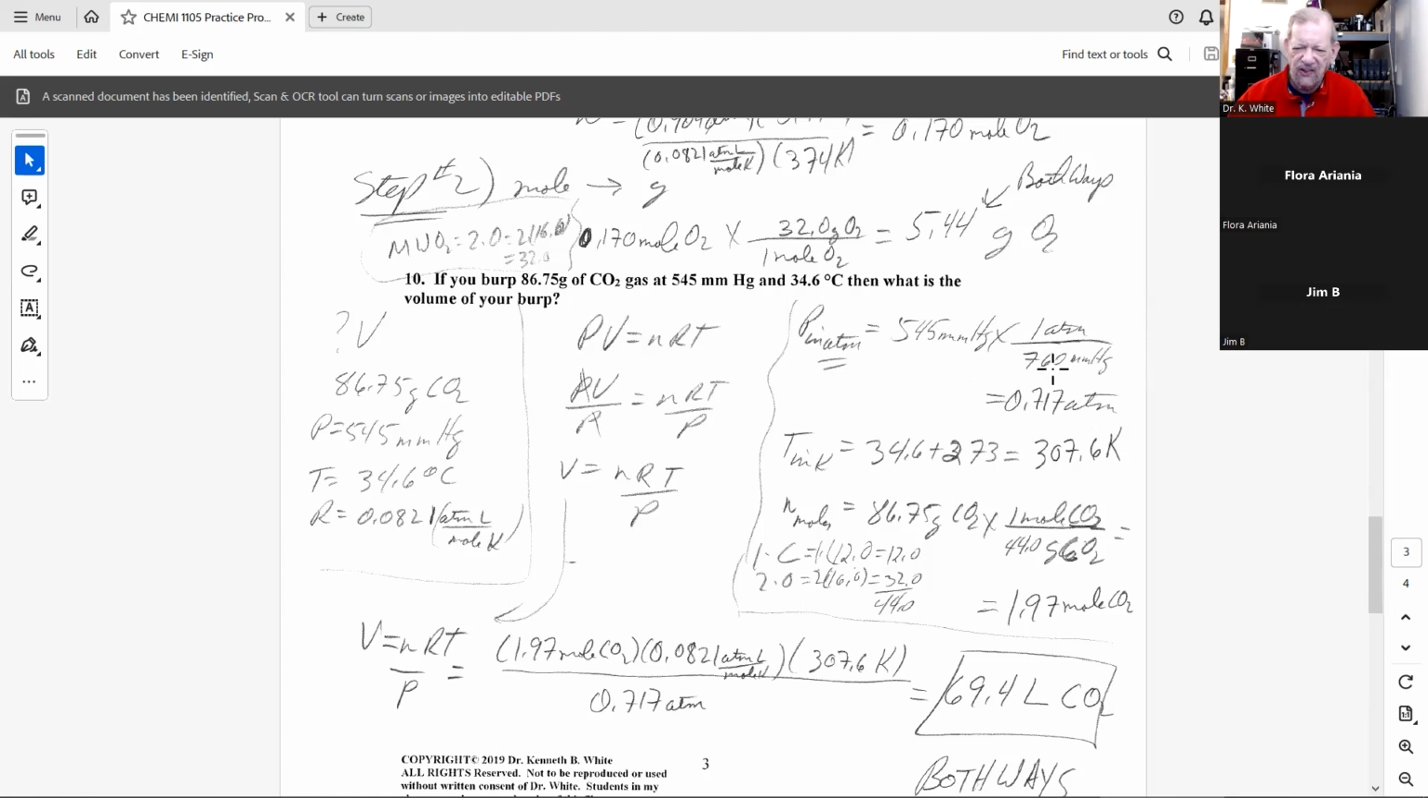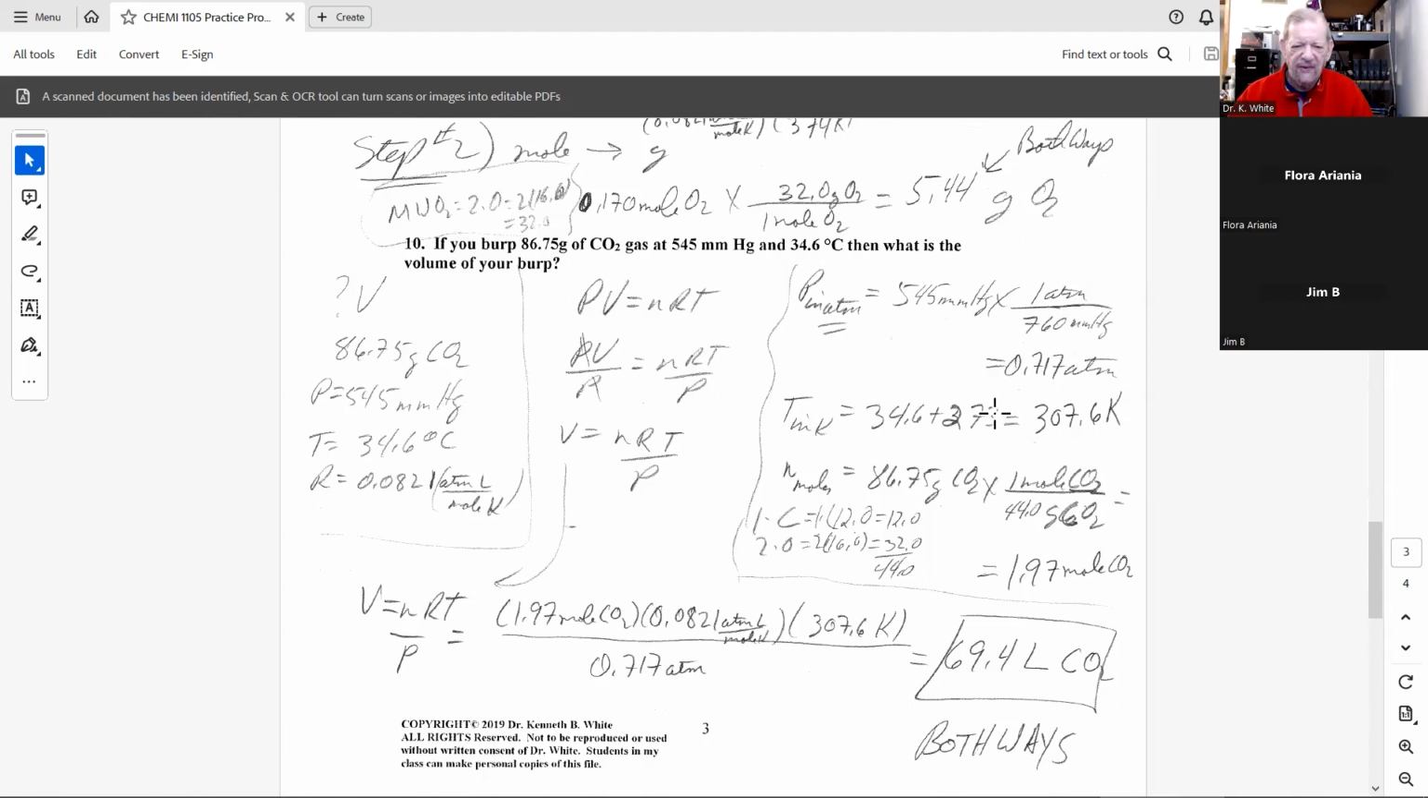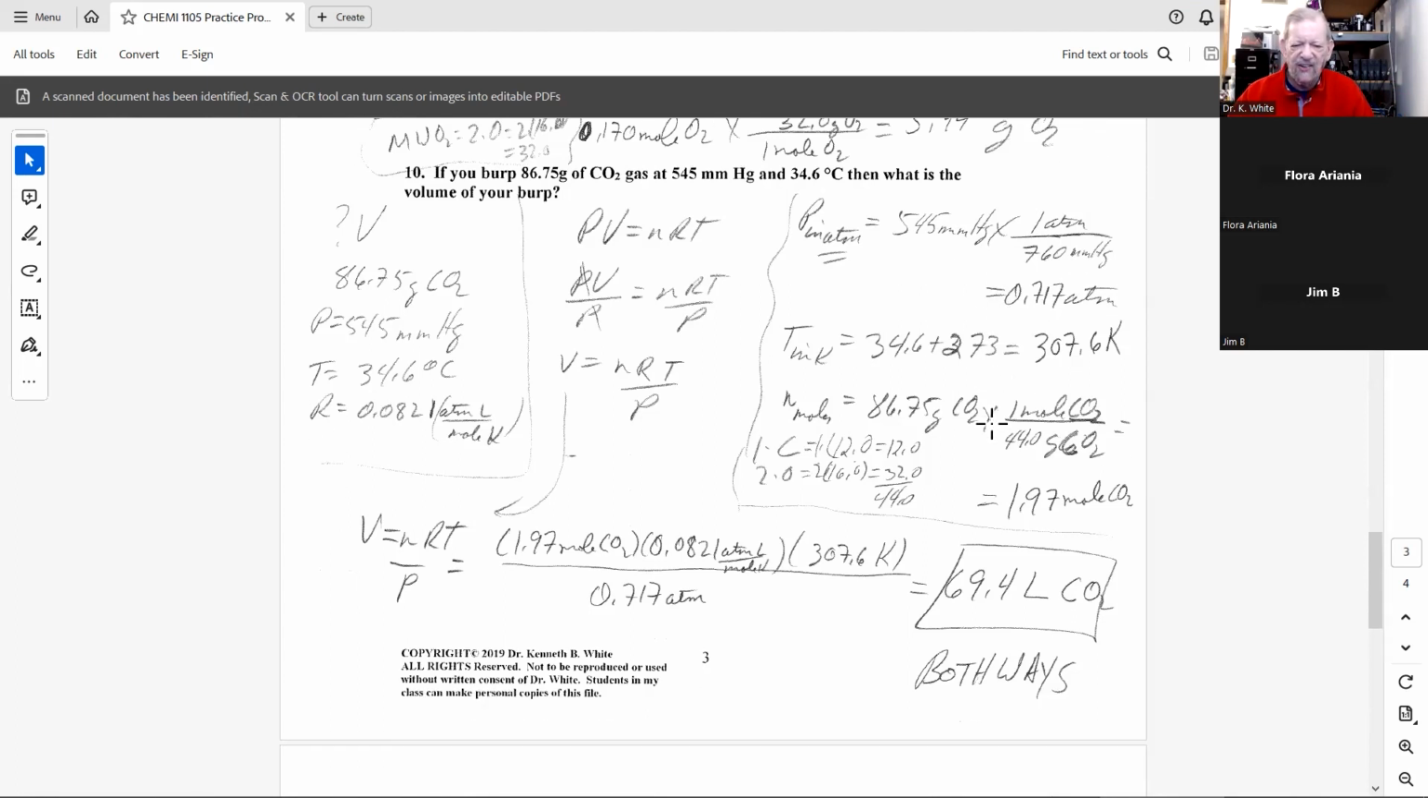1 atmosphere is 760 millimeters of mercury, from the important information, test number 3. I gave it to you. Now, this is 3 significant figures, exact number, and my answer here is 3 significant figures. And now I have n, R, T, and P.